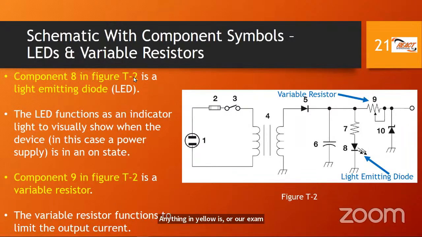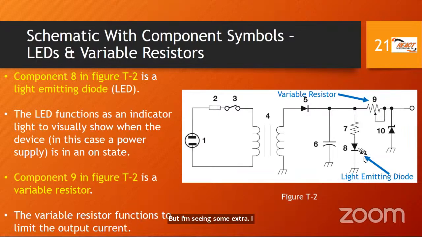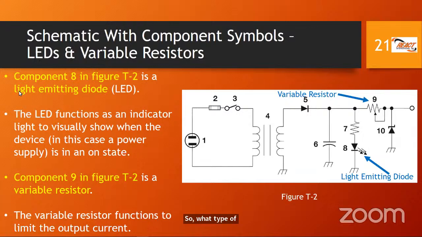So component 8 in figure T2. So let's look at it. This is component 8. But what exactly is component 8? Should look familiar because we dealt with this symbol before. You may say, but it looks like a diode. Yeah, you're quite correct. But I'm seeing some extra arrows coming out of the diode. And you might recall that that indicates that it gives off light. So what type of diode will it be? It will be a light emitting diode. And you'll be quite correct, an LED. So component 8 in figure T2 is a light emitting diode or an LED.